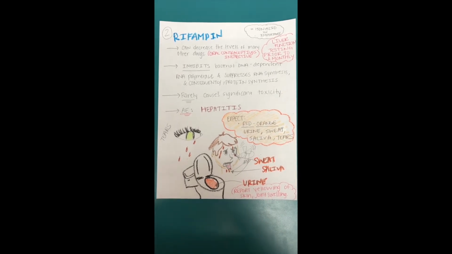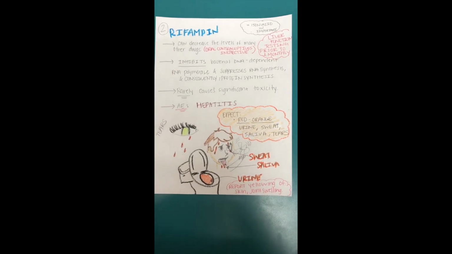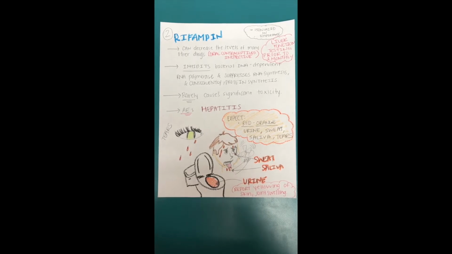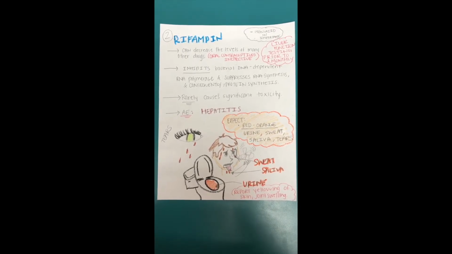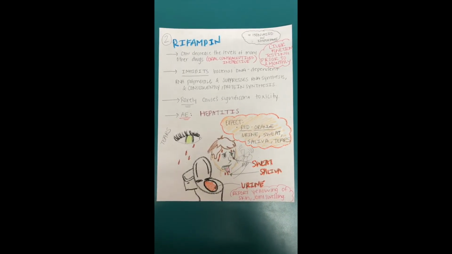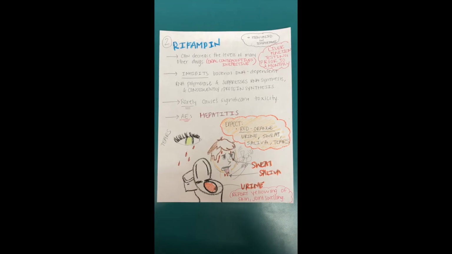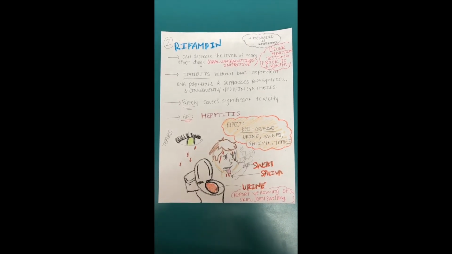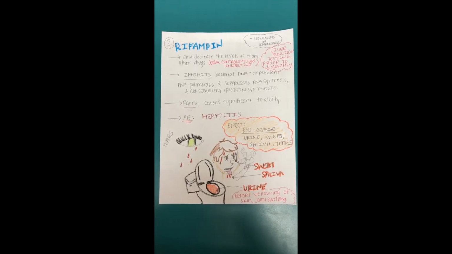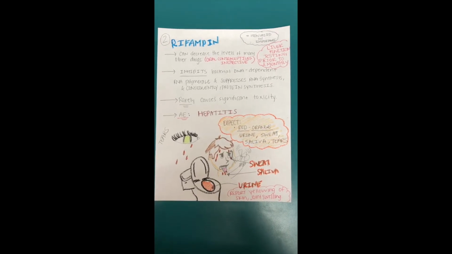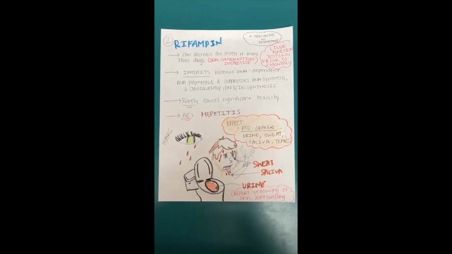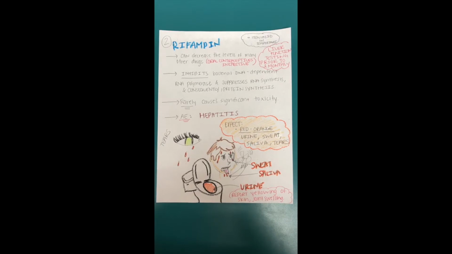Medication number 2, rifampin. Rifampin is used in conjunction with isoniazid as a complementary treatment for TB. Rifampin inhibits bacterial DNA-dependent RNA polymerase and suppresses RNA synthesis and consequently protein synthesis. Rifampin rarely causes significant toxicity, but you still need to do liver function testing prior to and monthly thereafter treatment.